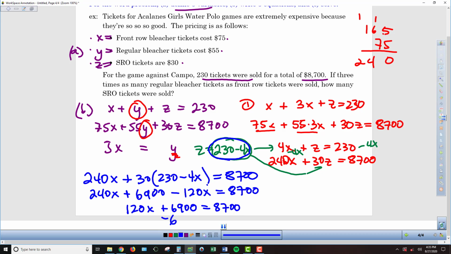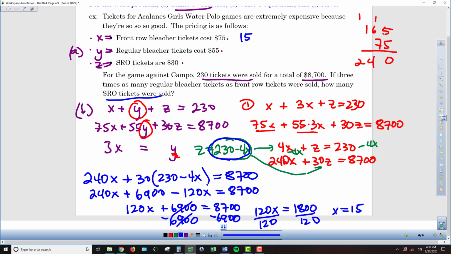Now I'm going to subtract 6,900 from both sides. And so now we're left with 120x equals 8,700 minus 6,900, which is 1,800. And then our last step is to divide both sides by 120. And so then we get x equals 15. So that means there were 15 of these front row bleacher seats sold.